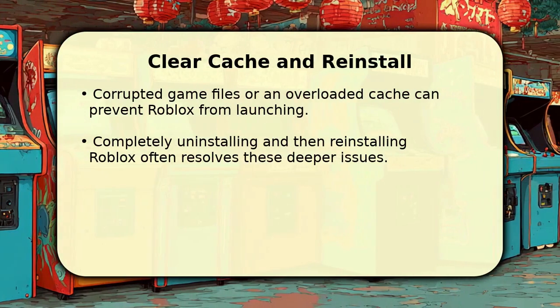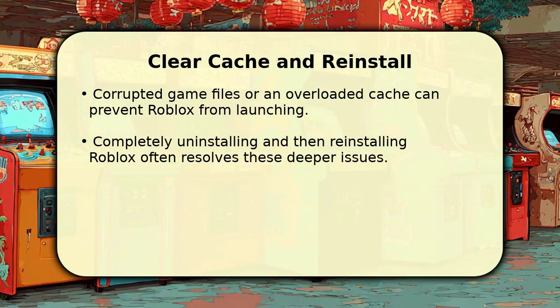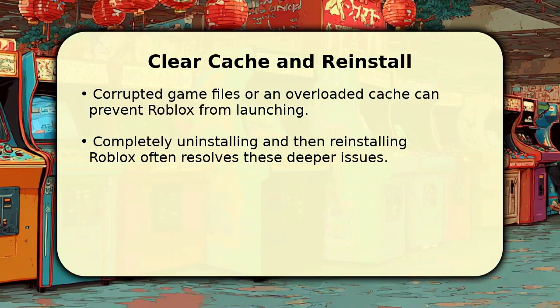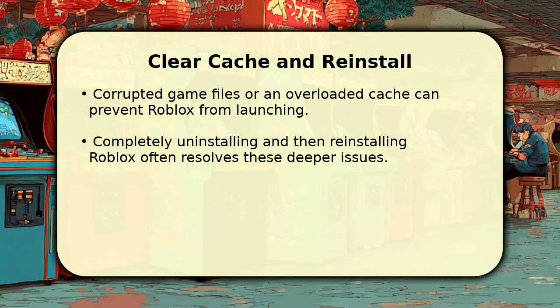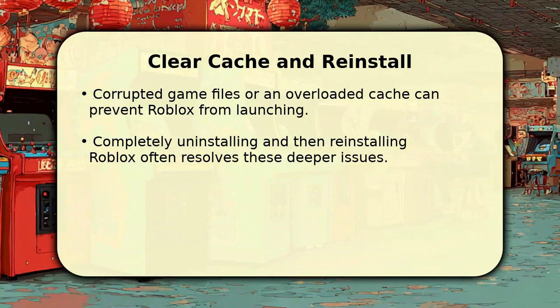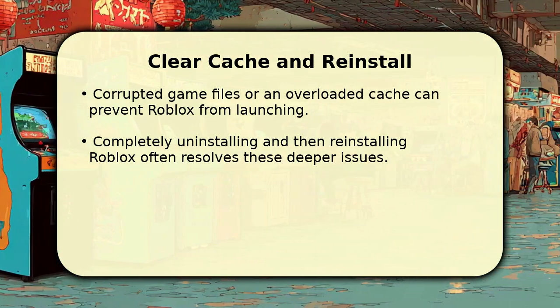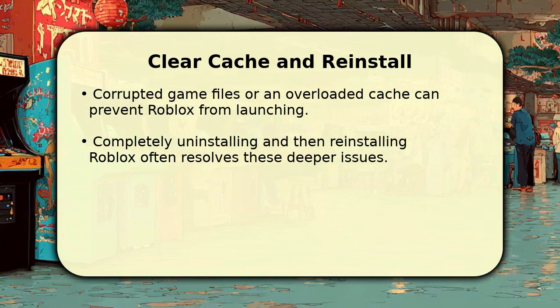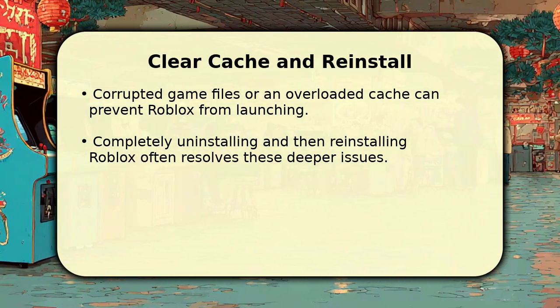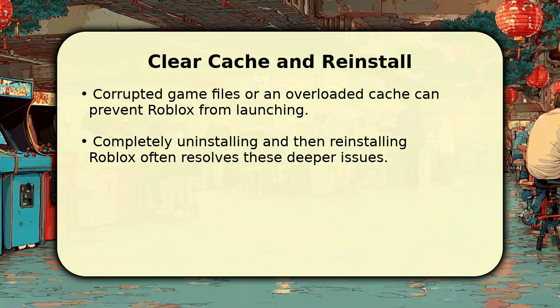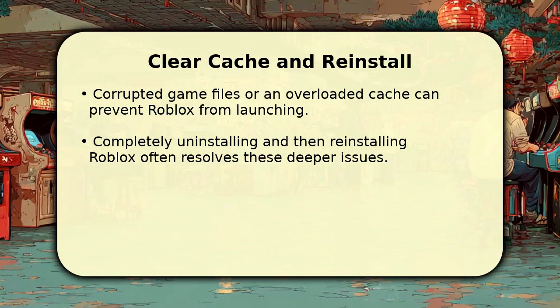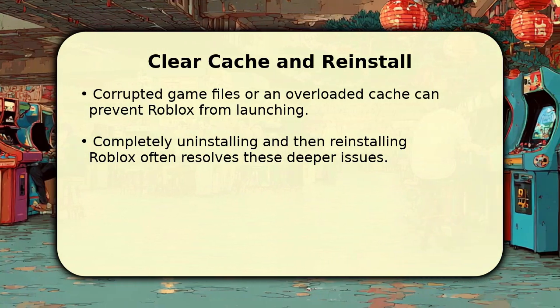If servers are fine, try clearing your Roblox cache and reinstalling the game. First, uninstall Roblox completely from your computer's programs. Then, navigate to your App Data folder and delete any remaining Roblox files. A fresh installation ensures you have the latest, uncorrupted game files, which can often eliminate persistent error codes like 0.